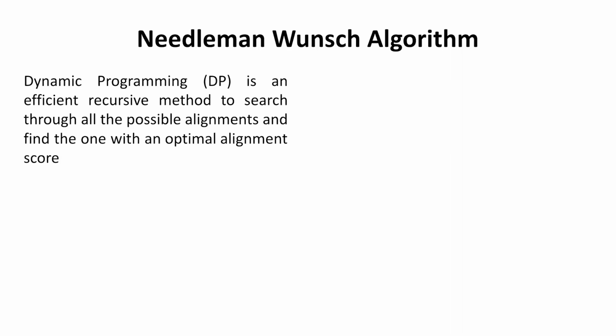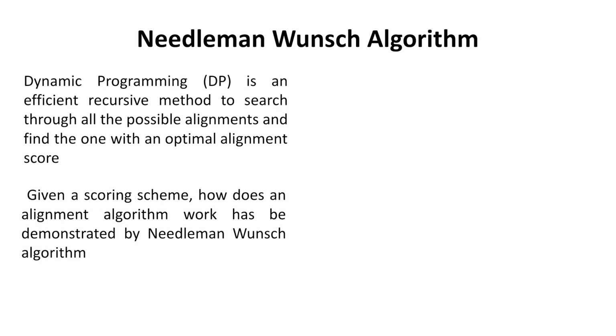So, what algorithm is required for global sequence alignment? The algorithm used for global sequence alignment is called the Needleman-Wunsch algorithm. This algorithm is based on dynamic programming and it is an efficient recursive method to search through all possible alignments and find the one with the optimal alignment score. Given a scoring scheme, how an alignment algorithm works is demonstrated by the Needleman-Wunsch algorithm.